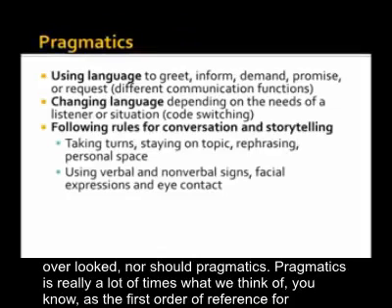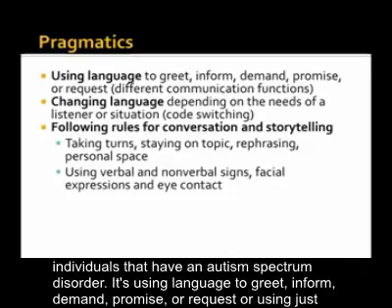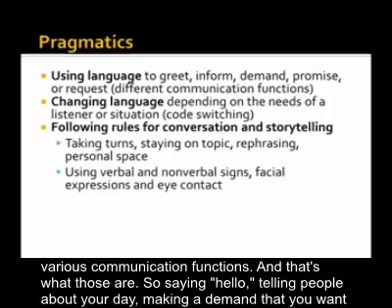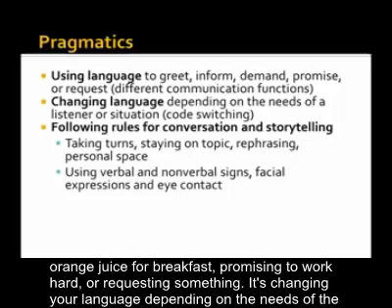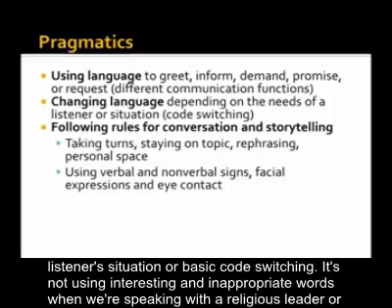Pragmatics is really a lot of times what we think of as the first order of reference for individuals that have an autism spectrum disorder. It's using language to greet, inform, demand, promise, or request, or using just various communication functions. And that's what those are. So saying hello, telling people about your day, making a demand that you want orange juice for breakfast, promising to work hard, or requesting something.